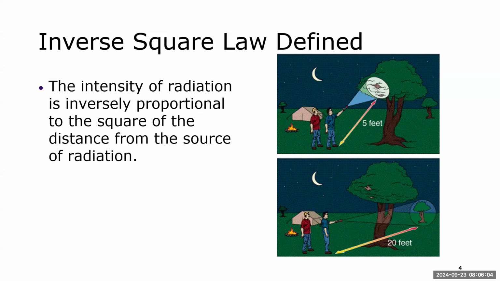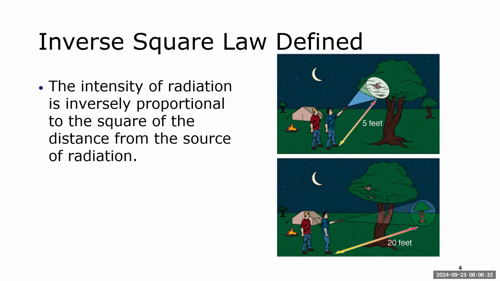Okay, so the intensity, meaning the quantity of radiation, is inversely. So that means what? Opposite. Yes, it means opposite. So if SID goes up, that means intensity is going to go down. So inverse. Proportional, meaning changes in the same amount. But this is to the square of the distance from the source of radiation.